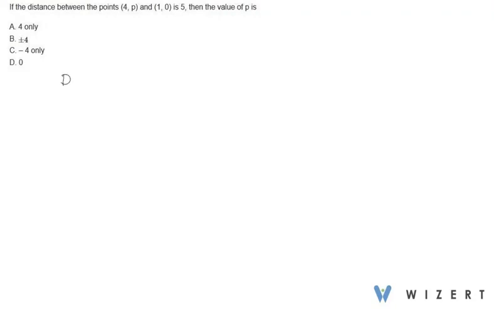We know the distance between any two points (x1, y1) and (x2, y2) is given as the square root of (x1 minus x2) whole square plus (y1 minus y2) whole square. So here we'll simply put the given values in this relation.